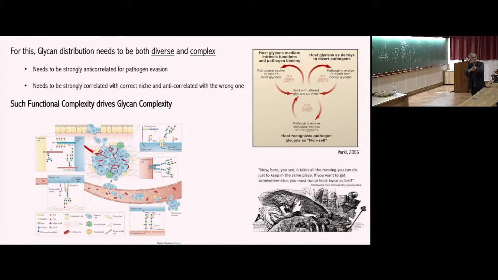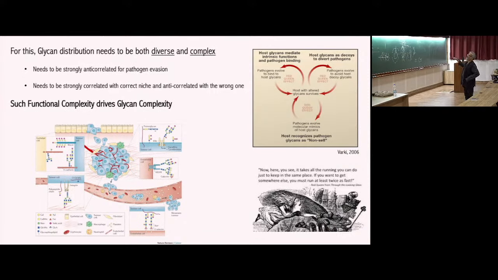A skin cell should be in the skin, the neuronal cell should be in the brain, etc. Those are different niches. You can't have the neuronal cell in the skin because then you trigger an immune response. And that's being done by glycans and so on and so forth. So it needs to be strongly correlated with the correct niche and anti-correlated with the wrong one. Such functional complexity drives glycan complexity. This is the proposal and the approach that we are taking.